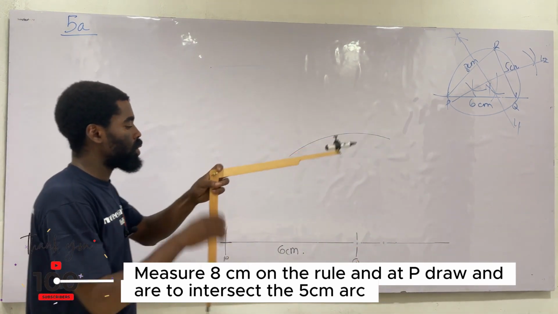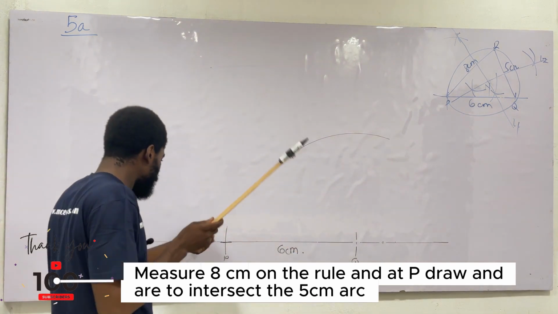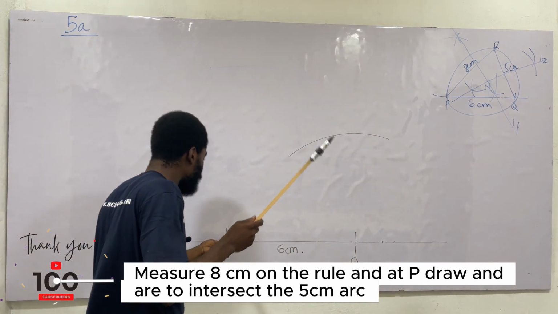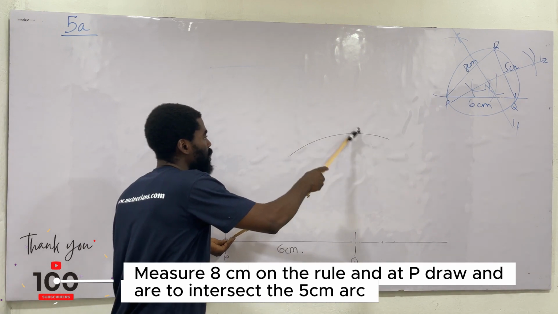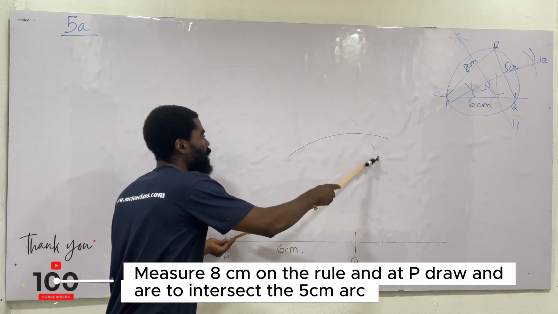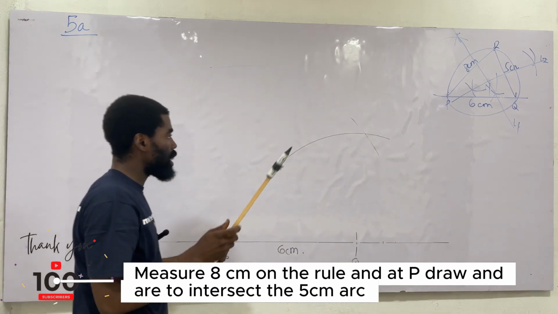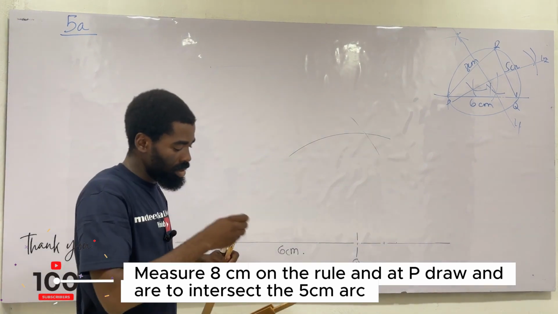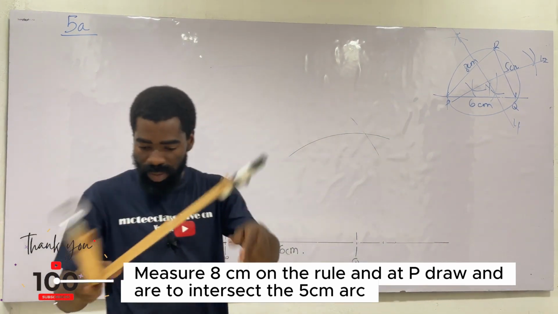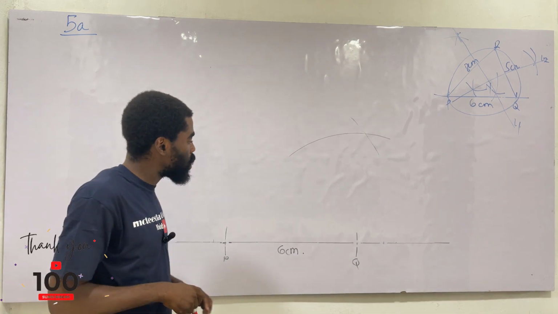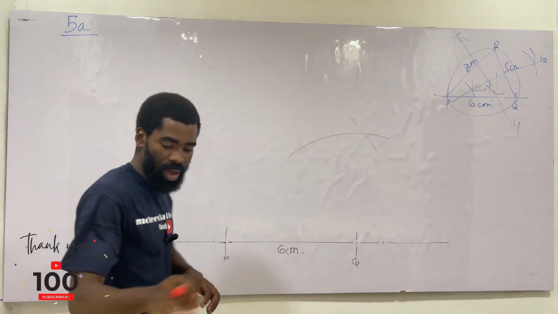Good. Make sure your compass is properly fitted. So 8 cm, stand here from P. Then I give my 8 cm. That is nicely there. Okay. So this is how my triangle turns out to be. So now I join the points to have my triangle drawn.